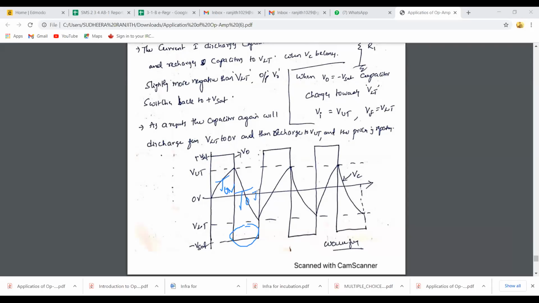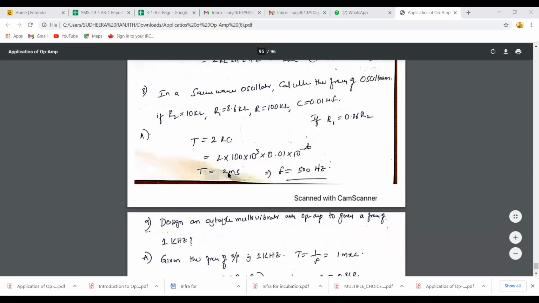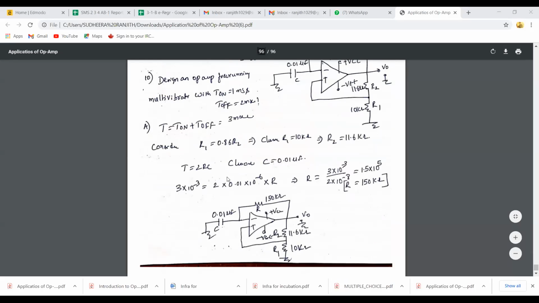So what is total time period? ఇందాక నేను చెప్పాను కదా, what is total time period now? T equal to T on plus T off, sir. Right. The same thing I applied here. What is the given data? 1 millisecond and 2 millisecond. What is the total time period? 3 milliseconds. So what is the formula?